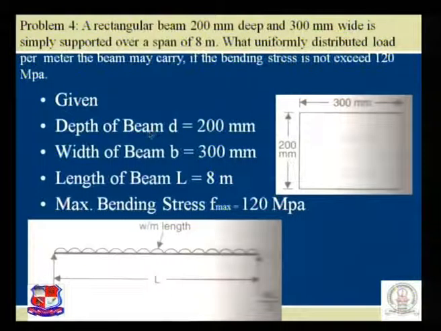So depth of the beam D is 200 mm, width of the beam B is 300 mm, length 8 meter, F max is 120 Newton per mm square. See the figure. Simply supported beam, length L 8 meter, unknown parameter is the UDL, W per unit length. This 300 mm is the width, 200 mm is the depth.